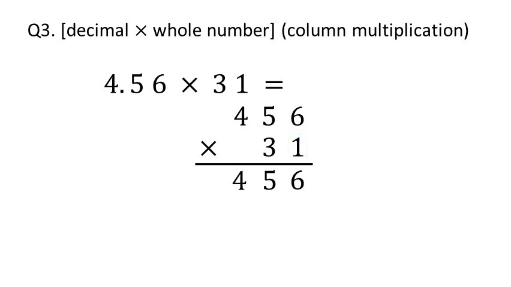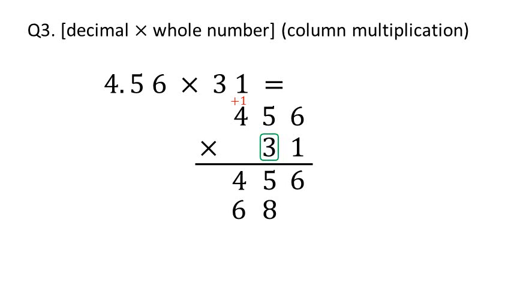Now we move to 3. 6 times 3 is 18. So 8 is placed here and 1 is carried over to the next digit. 5 times 3 is 15, and added by 1 it will be 16. So 6 is placed here and 1 will be carried over to the next digit.